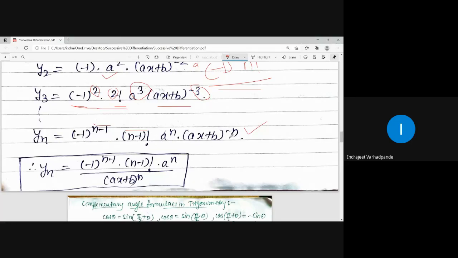So this negative power when transferred to the denominator will become positive power. So what I am getting over there is yn is equal to minus 1 to the power n minus 1 into n minus 1 factorial into a to the power n into ax plus b to the power minus n. Clear? Yes sir. So that is how we have to simplify. Have you written the solution? Yes sir.